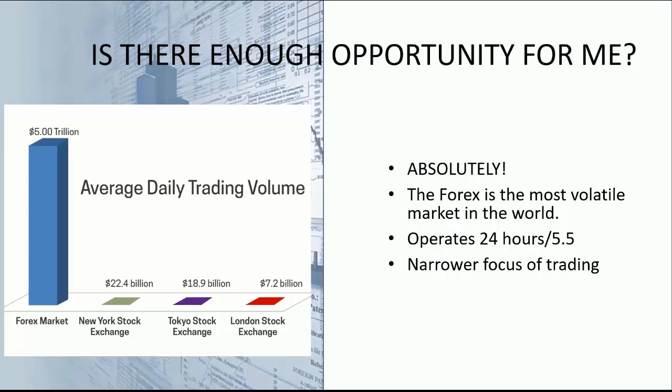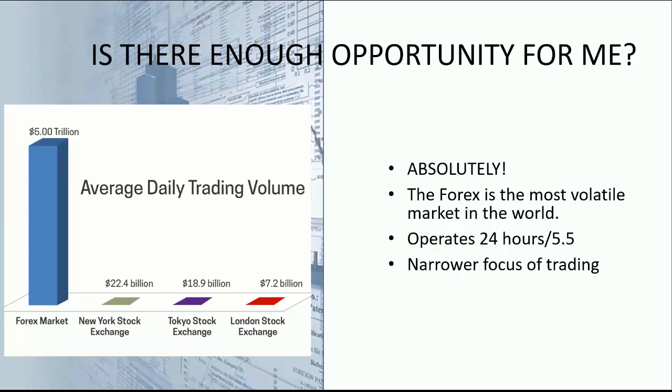2016 was the most recent check that I found. At least $5 trillion on a daily basis changed hands in the forex market. So it is the most volatile market in the world. And naturally, more volume, more people trading it equals more opportunity for you and I.